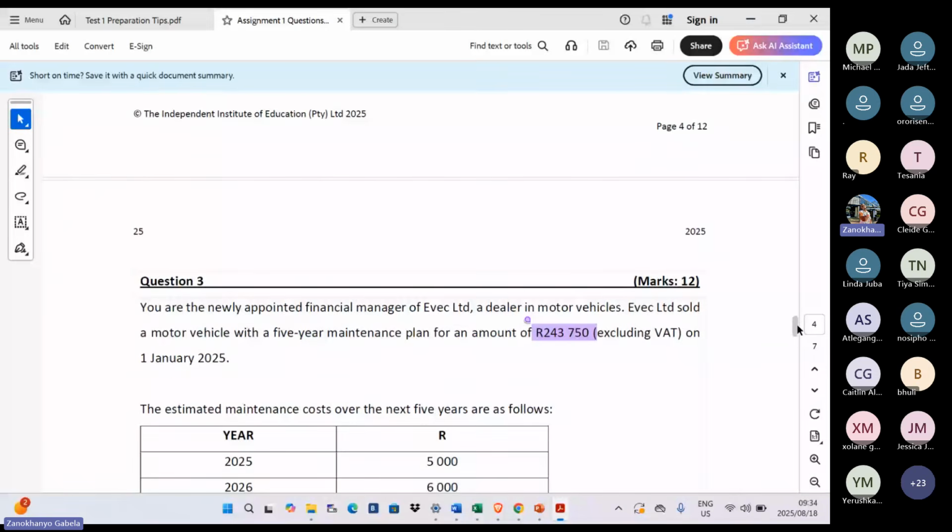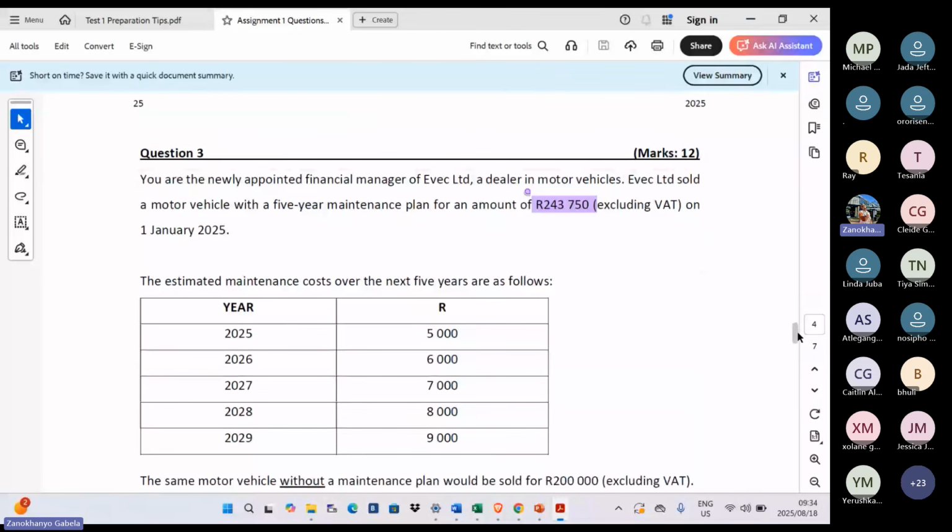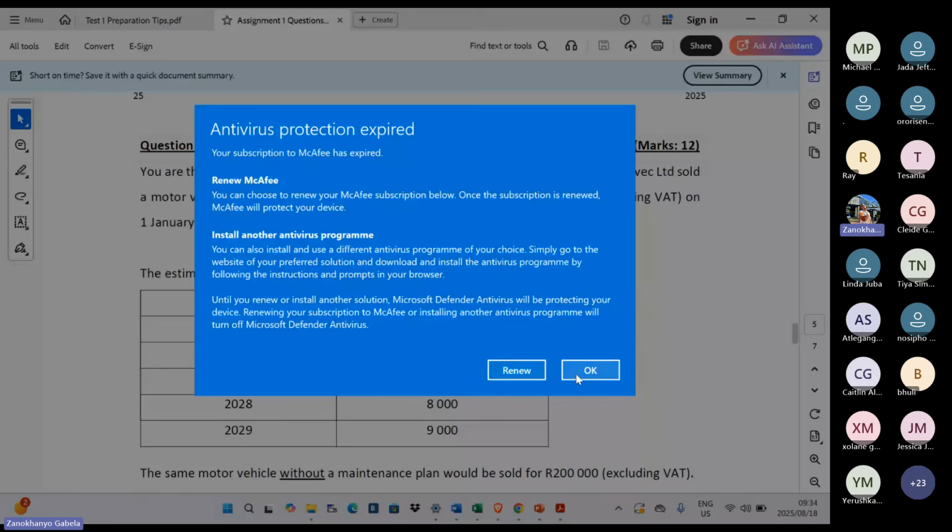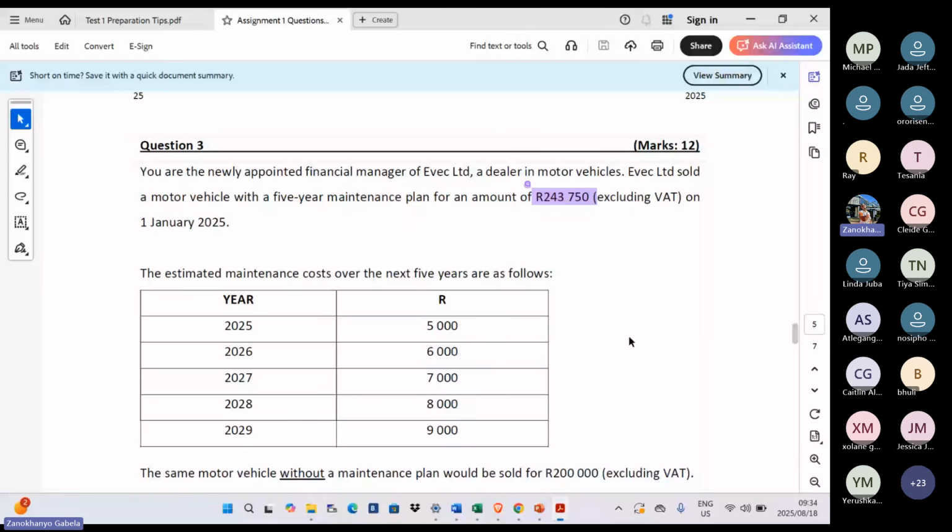Then let's go to question number 3. Okay, this is a nice one as well. It looks lovely. Right, it says you are the newly appointed financial manager of EVAC Limited, a dealer in motor vehicles. EVAC Limited sold a motor vehicle with a 5-year maintenance plan for an amount of 243,750, excluding VAT, on the 1st of January 2025.